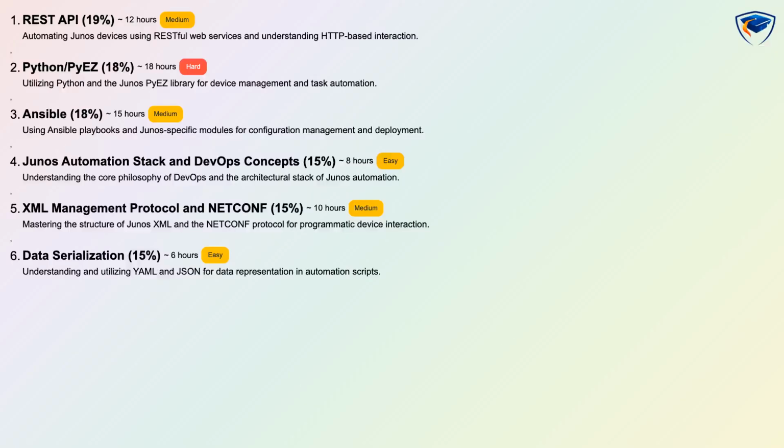This Juniper Automation and DevOps Associate exam covers 6 domains with exact weights. REST API at 19%, Python PyEZ at 18%, Ansible at 18%, Junos Automation Stack and DevOps Concepts at 15%, XML and NETCONF at 15%, and Data Serialization at 15%.